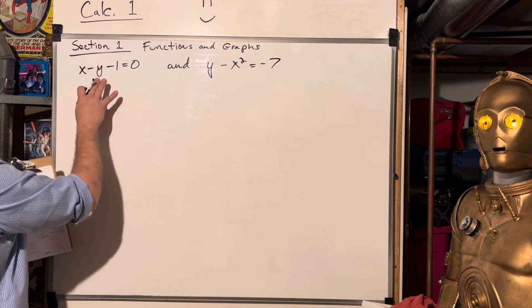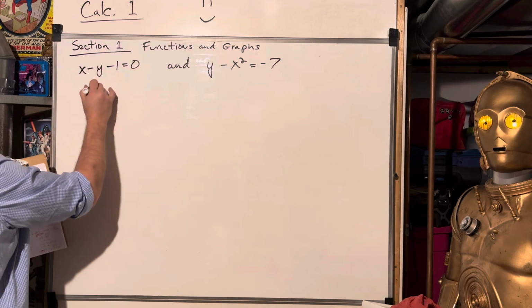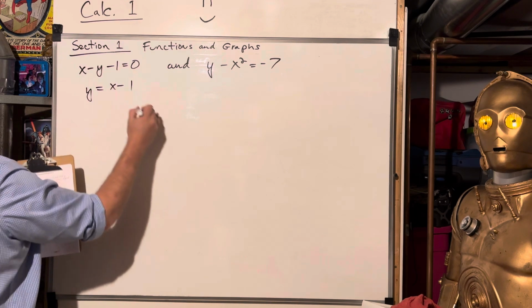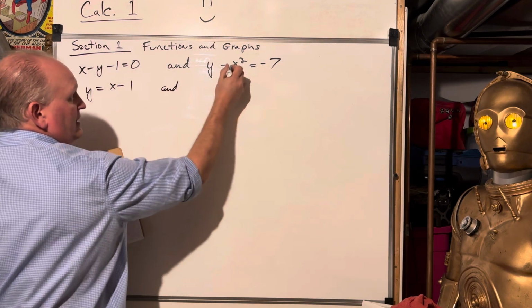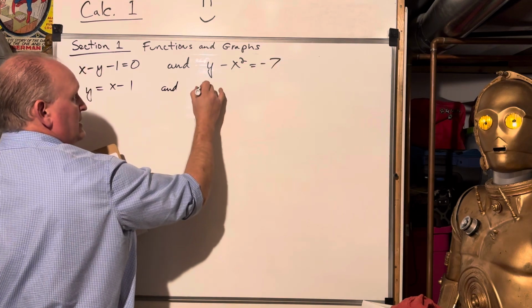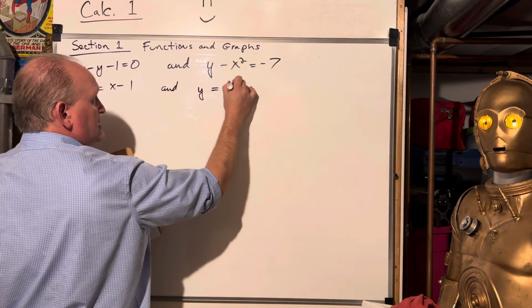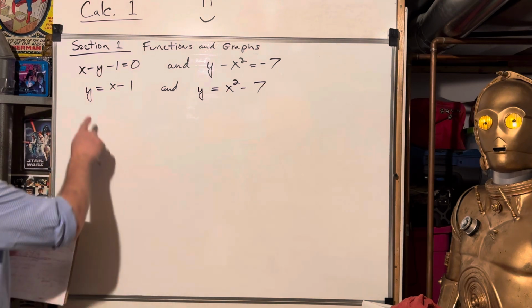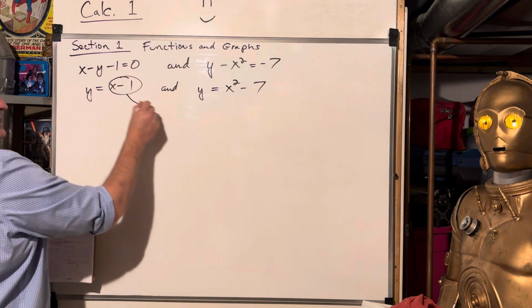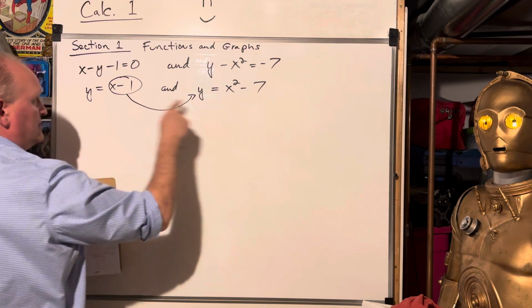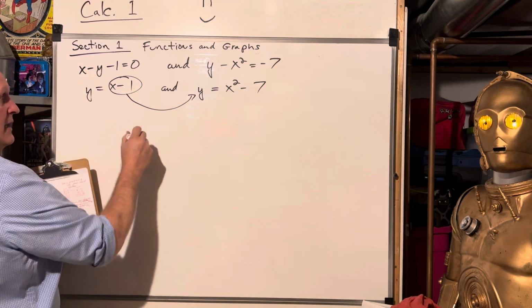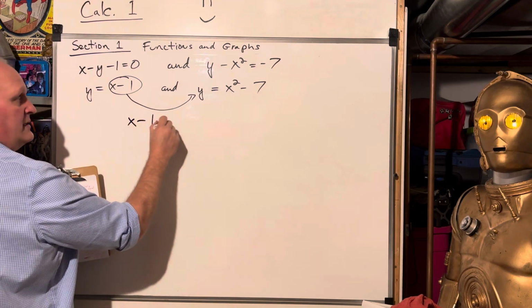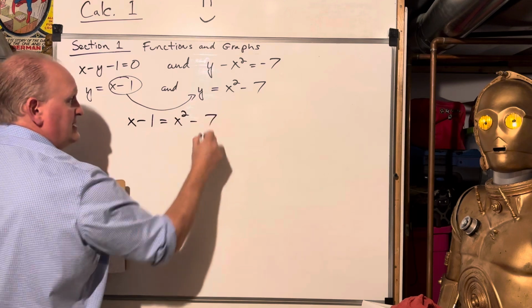Y is super easy to solve for. We just add it over to that side and get y equals x minus 1. And we add x squared to both sides of the equation. We get x squared minus 7. And so now we're going to set this equal to that. We're just setting y equals y. And so we have x minus 1 is equal to x squared minus 7.